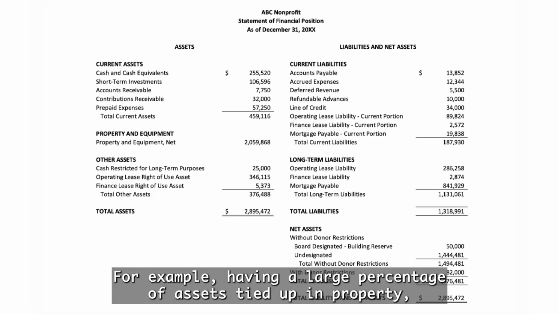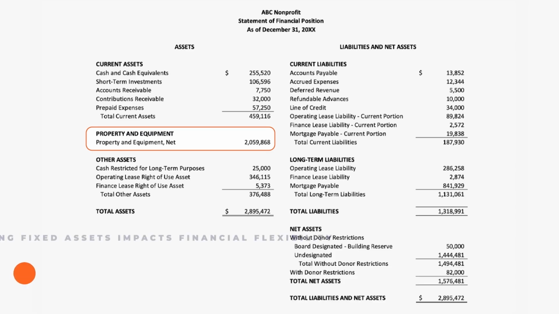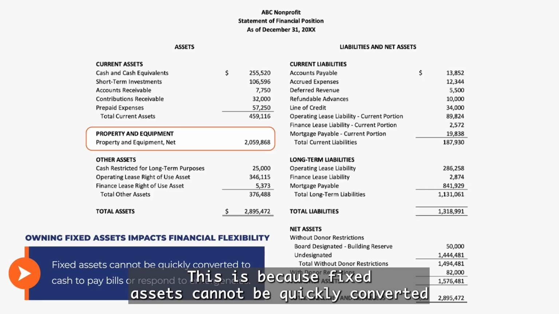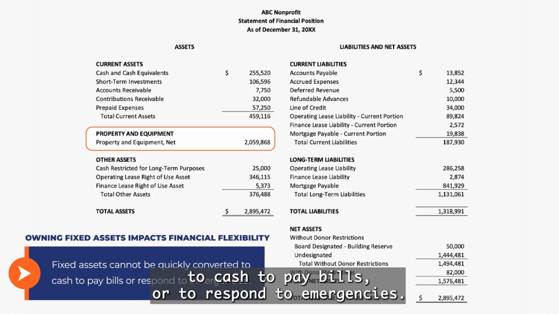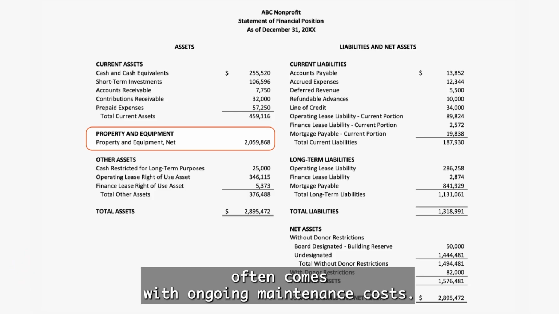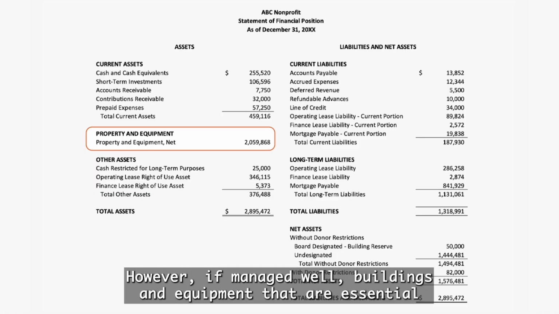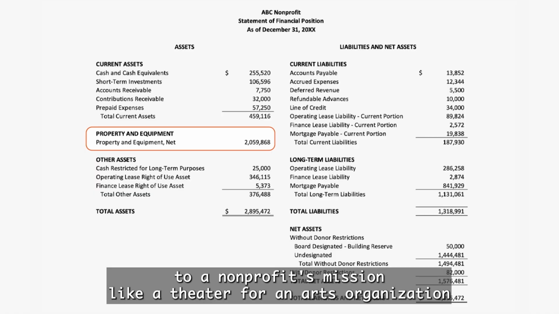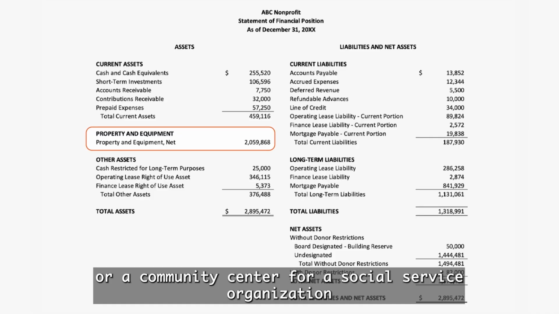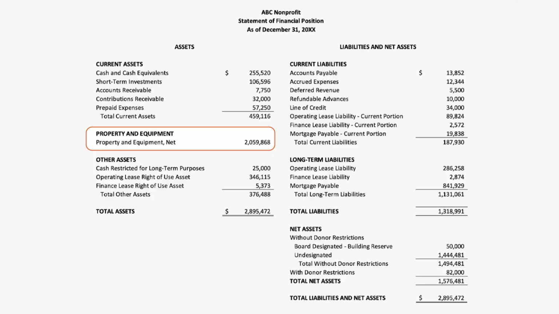For example, having a large percentage of assets tied up in property, plant, and equipment can impact an entity's financial flexibility. This is because fixed assets cannot be quickly converted to cash to pay bills or to respond to emergencies. Plus, owning buildings and equipment often comes with ongoing maintenance costs. However, if managed well, buildings and equipment that are essential to a nonprofit's mission, like a theater for an arts organization or a community center for a social service organization, can enhance an entity's impact and sustainability.